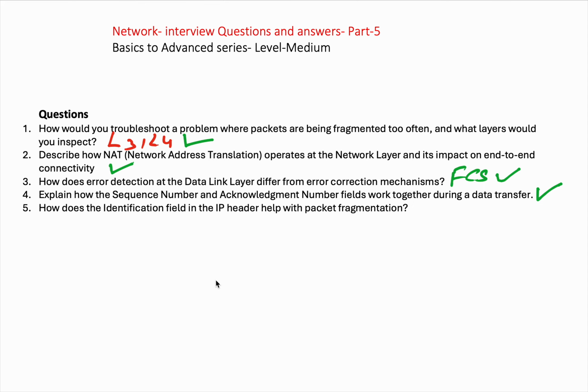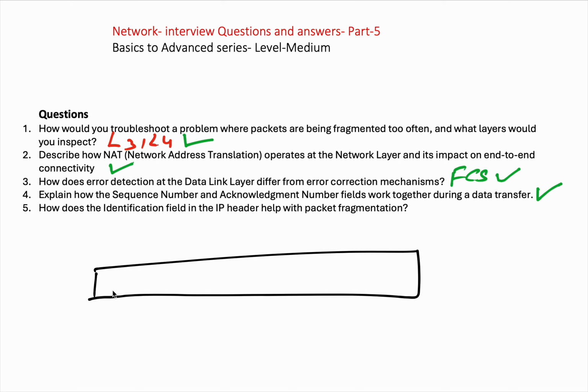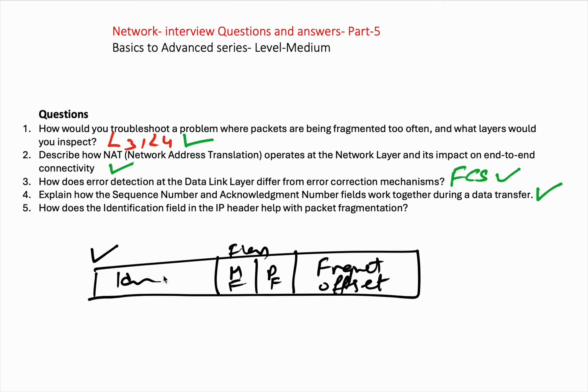Now this is good. How does the identification field in the IP header help with packet fragmentation? There are actually a few fields, right? If you look at the IP header, you have identification, flags like more fragment and don't fragment, and you have fragment offset. Now, how does the identification field help you?